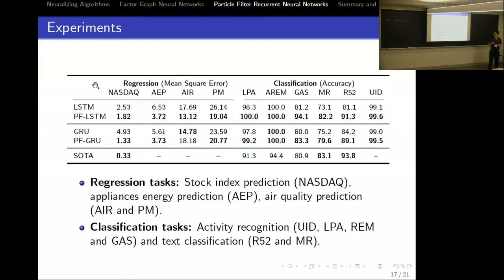Again, experiments. It seems to do quite well. We tried 10 data sets, and for LSTM, this is with hyperparameter search, the best LSTM we found was something like this, and the best PF LSTM outperforms it in almost all 10 cases. GRU, again, in 9 out of 10 cases, it either matches or outperforms it. So that's encouraging.